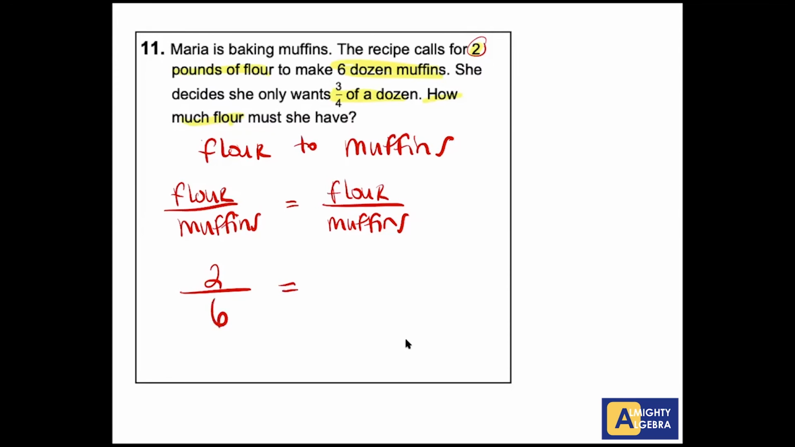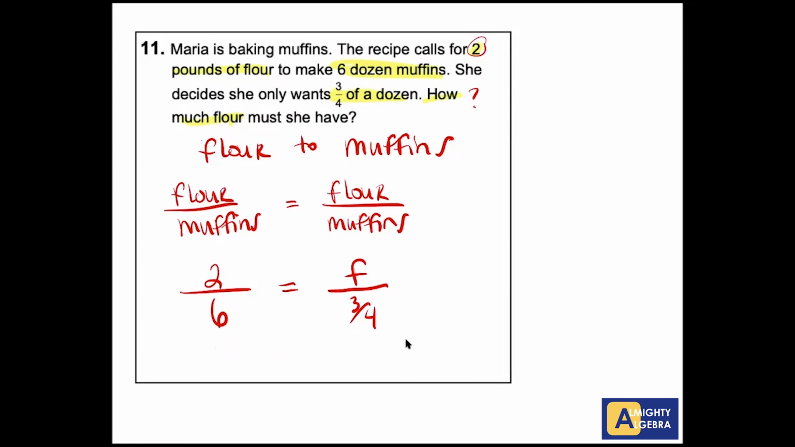Equal to, again, flour. How much flour? We don't know. The question asks how much flour. So I'm going to just put F. F represents flour. You could use any variable, X, Y. In the denominator, I need muffins. We're going to go with 3/4 of a dozen.